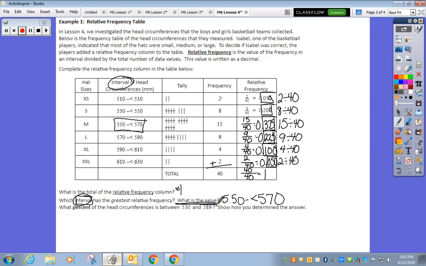Now it's asking for the value of that. The value of that is your decimal. So this is where I would put the 0.375. Okay, so two parts to that question.